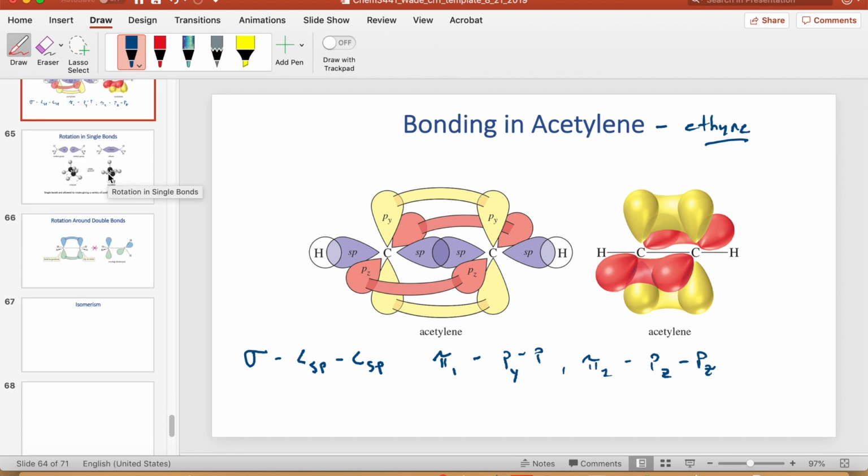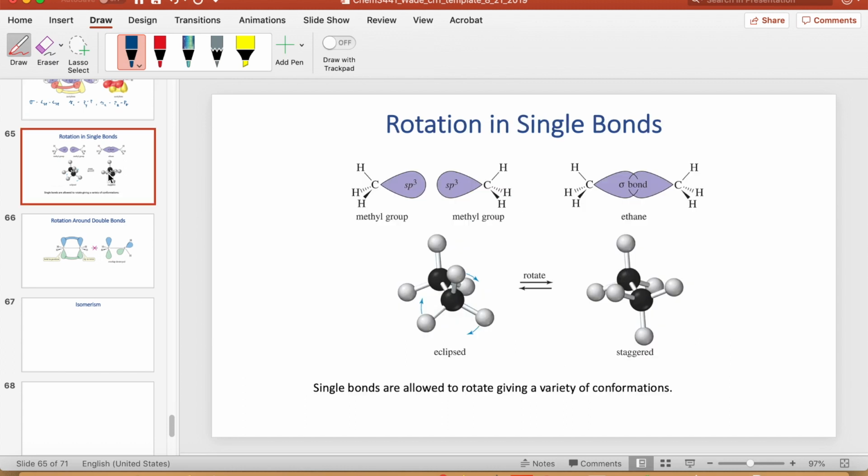Now, one thing that we need to discuss when we're looking at different types of bonds is rotation. Rotation in single bonds: you can absolutely rotate these single bonds. Notice here, this guy can rotate all the way around. It rotates based off of energy, and these are what we call different conformations. They're the same molecule, just in a different conformation from each other.